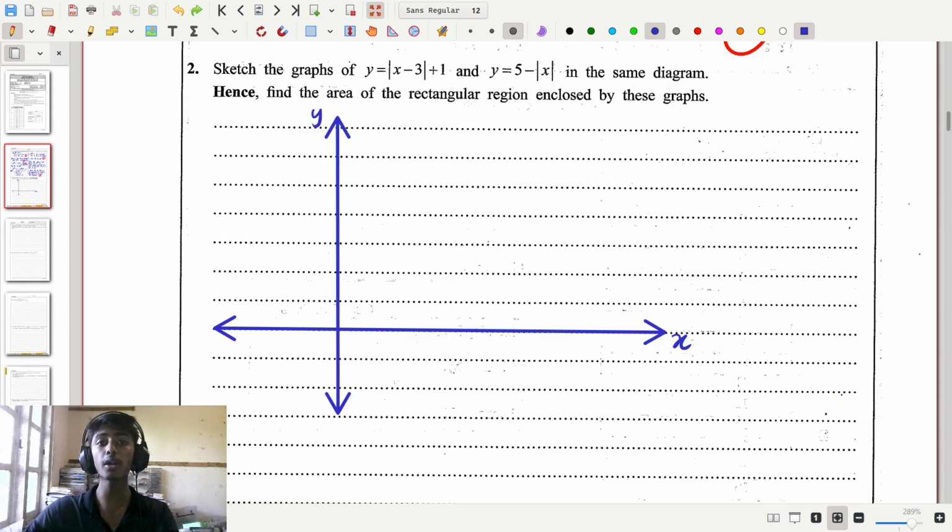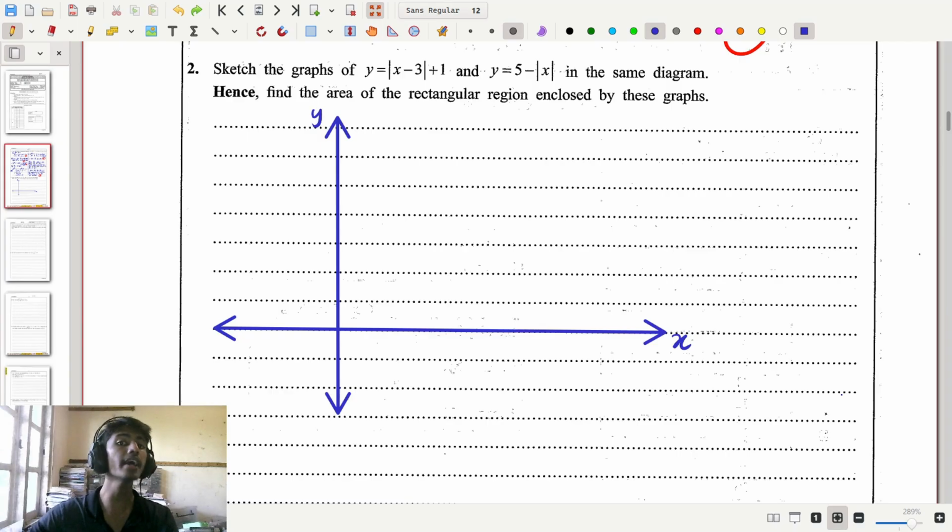Now, to start off with the first one, we can see we have y equals modulus of x minus 3 plus 1. Considering this graph, there are multiple different ways we could draw it. One is to just select random x values and substitute them in, but there is of course a better way. The best strategy for this kind of thing is to find first the symmetrical point.